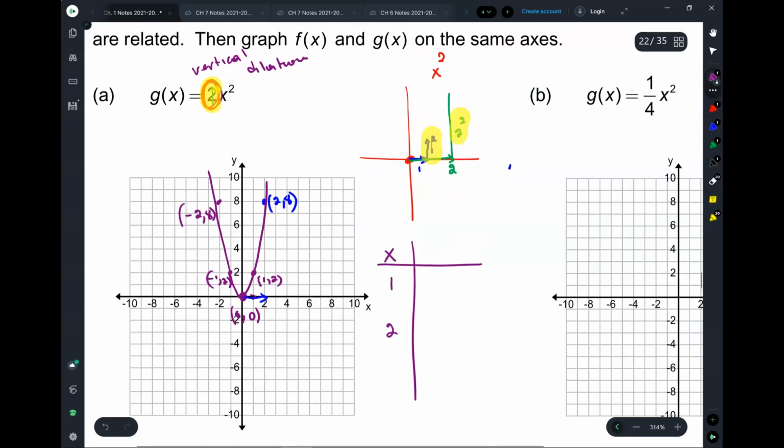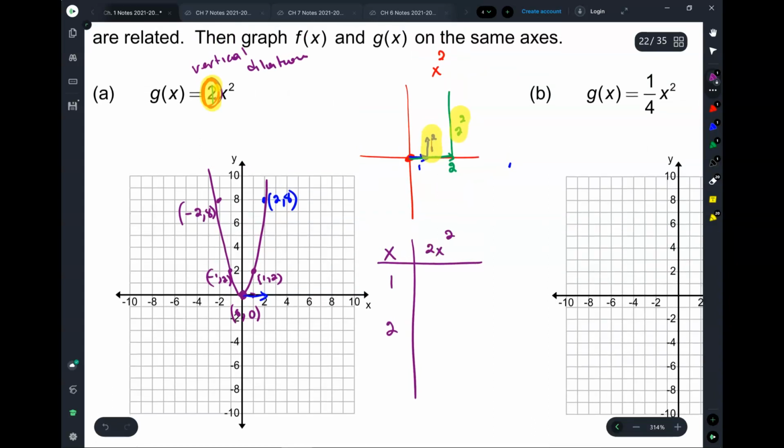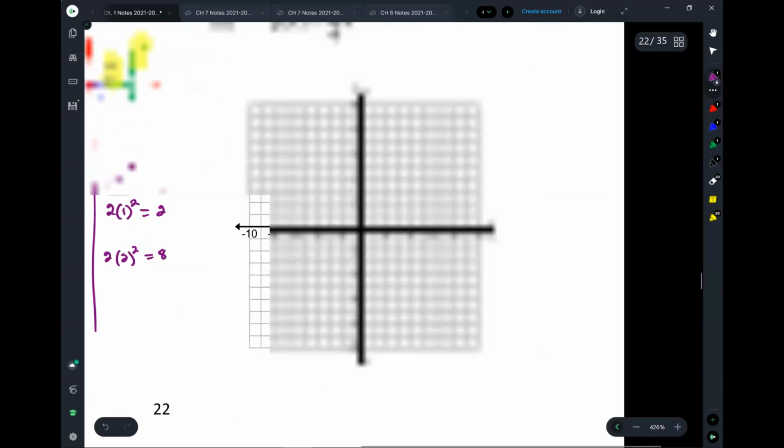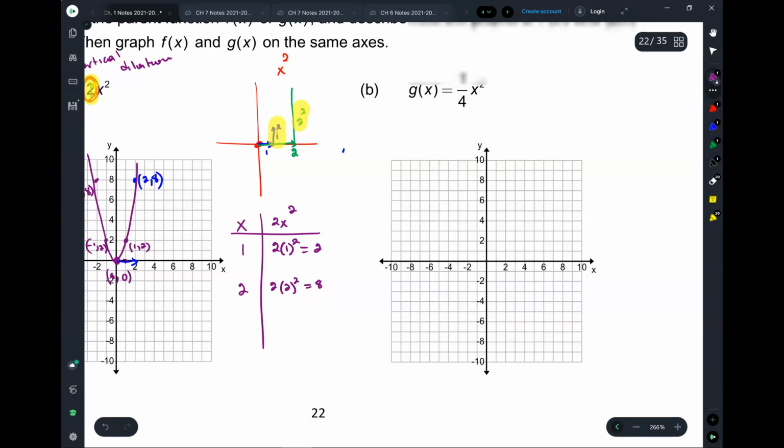Now plug them into your function, 2x squared. So 2 times 1 squared, 2 times 2 squared. That also works. Remember, in the beginning I said I'll show you a couple ways. This is the other way. For this one, let's do it in the 2 ways as well. So here, the vertex is going to be 0, 0.